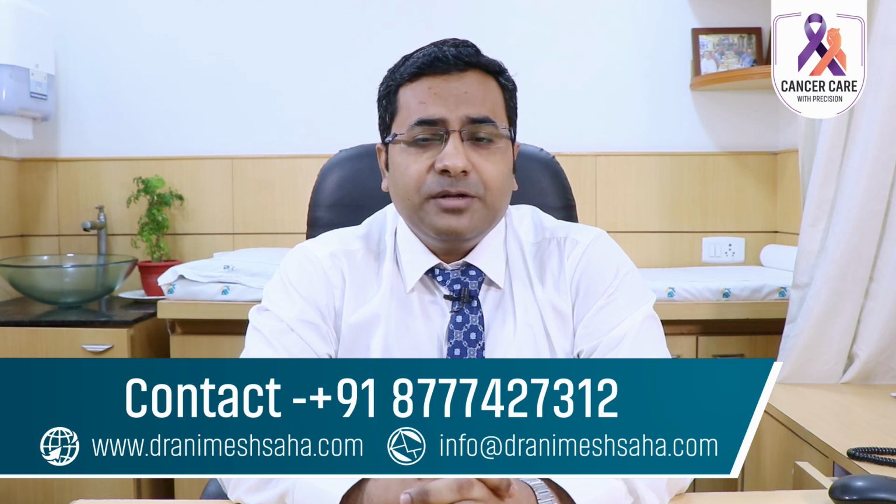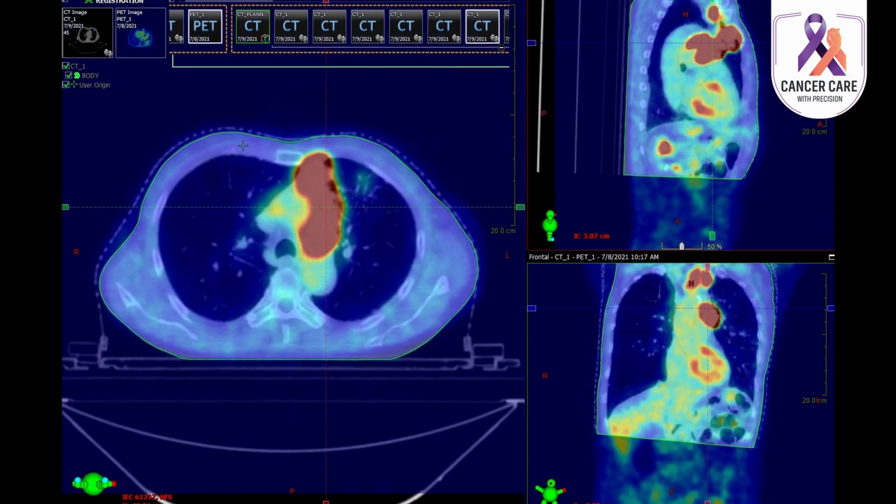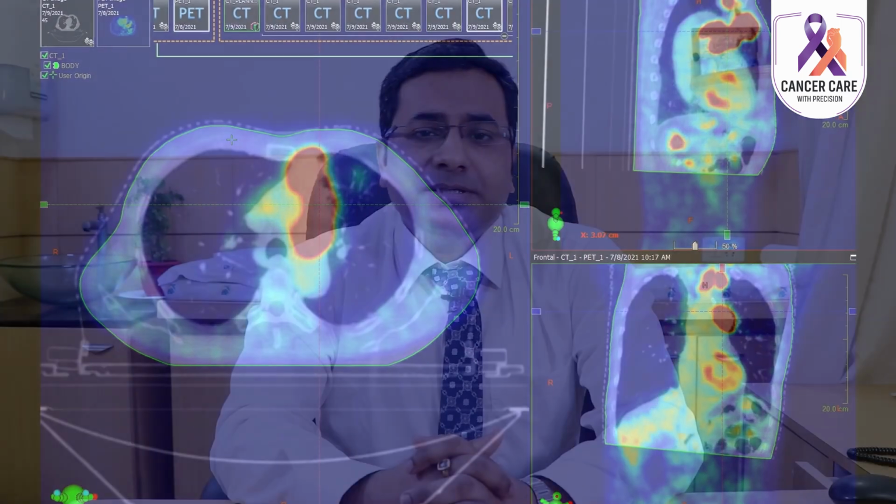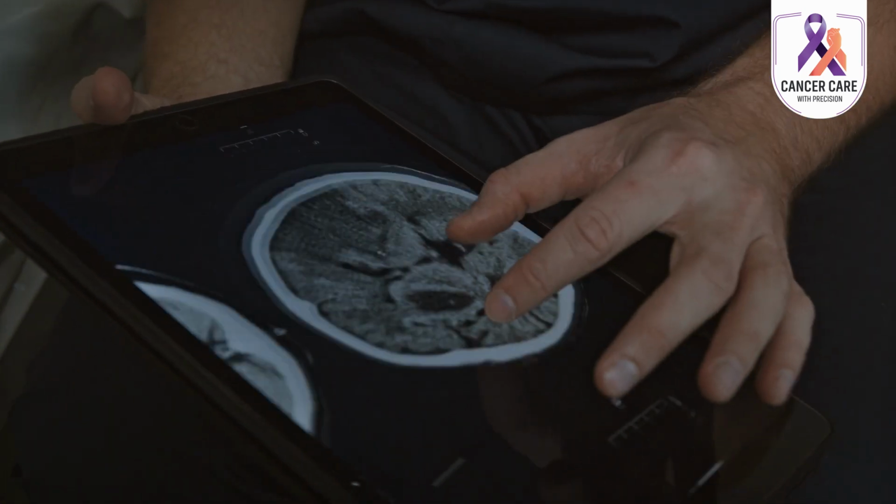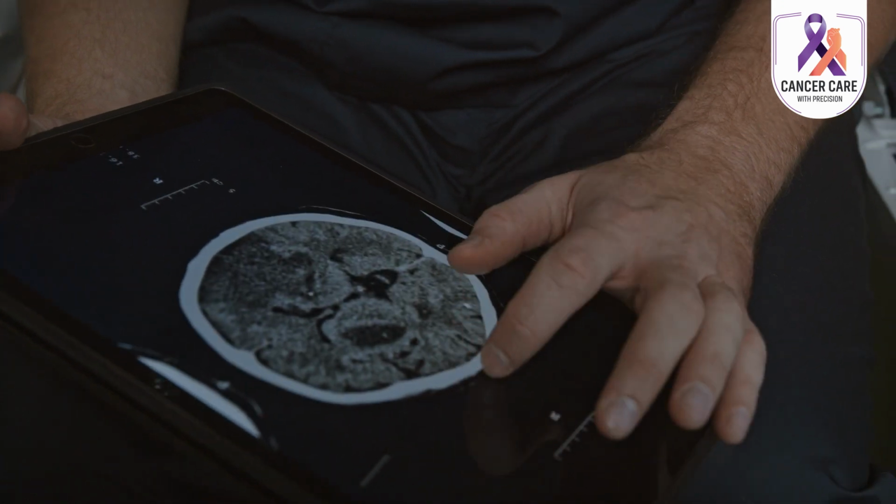To check the spread of the cancer to any distant organ, PET-CT scan is often done. When a patient is contemplated for curative intent treatment, we sometimes do an MRI brain or a CT brain to exclude cancer spread to the brain. To assess the patient's fitness for lung cancer treatment, we do a pulmonary function test.